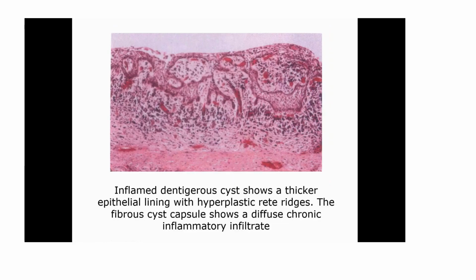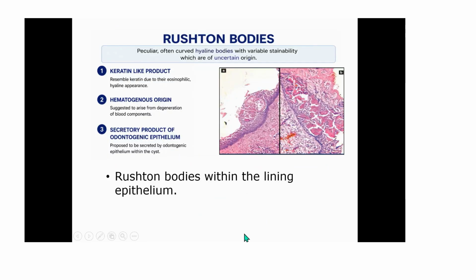Here it is an inflamed dentigerous cyst which shows thicker epithelial lining with hyperplastic rete ridges. The fibrous cyst capsule shows a diffuse chronic inflammatory infiltrate. Rushton bodies could also be seen within the lining epithelium. This could be a viva question. They could ask you where they are present, so you have to say they're present in the lining epithelium. They could also ask you what they look like, so you can say peculiar, often curved hyaline bodies with variable stainability which are of uncertain origin.